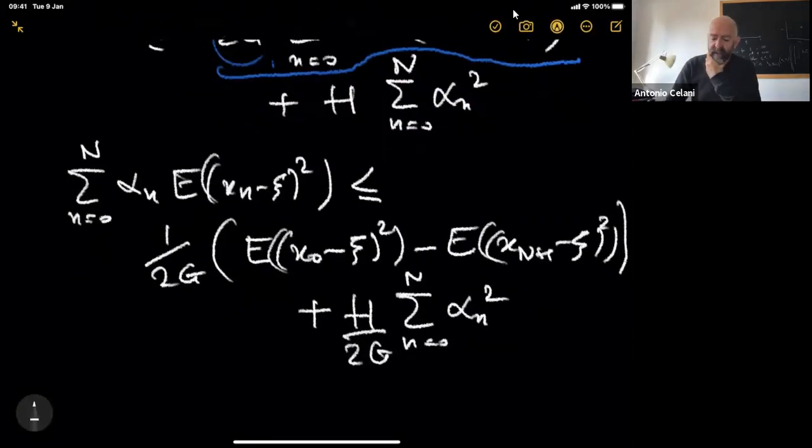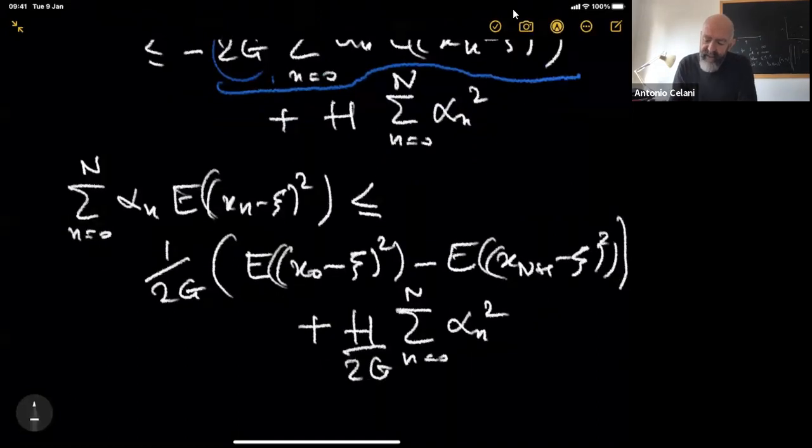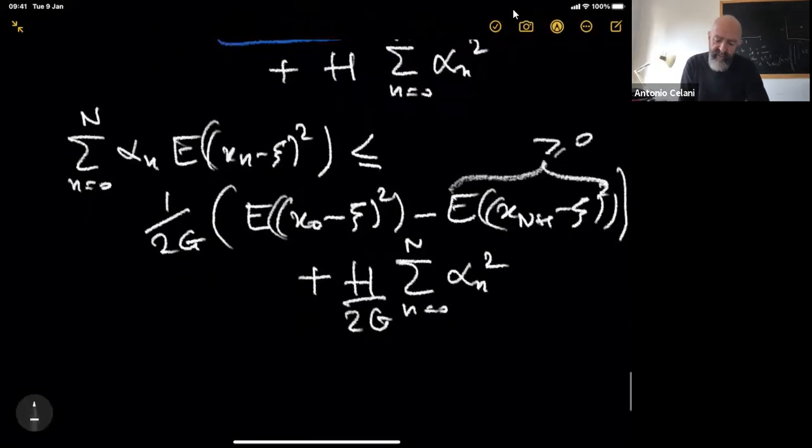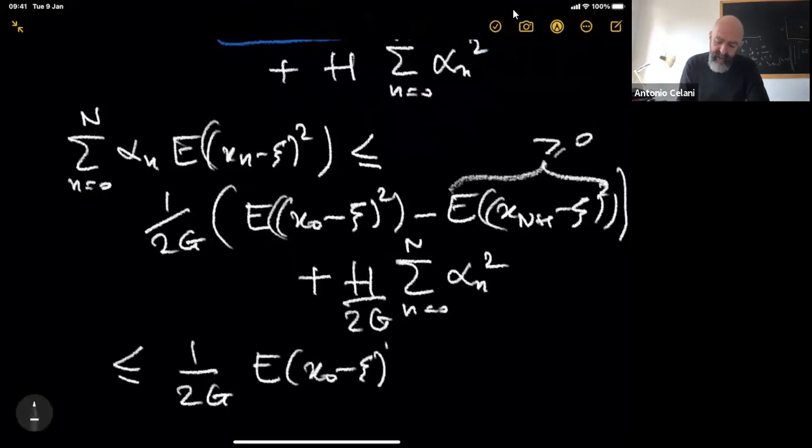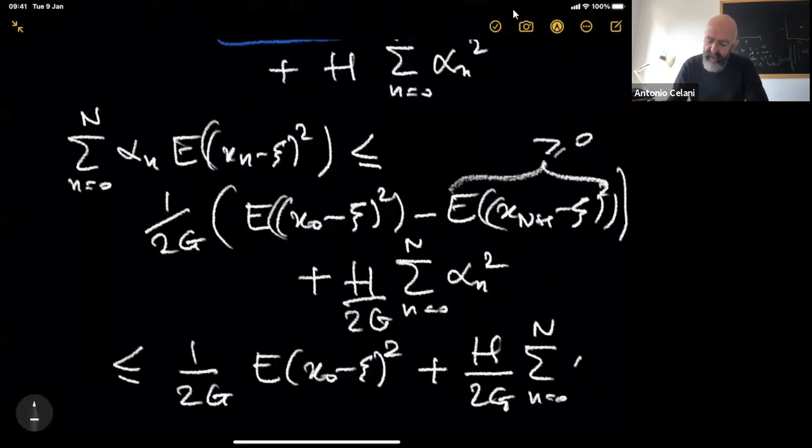Very good. Now, this object here is positive, and there's a minus in front of it. So we can further bound this object. We can remove it from the inequality and further bound it by using 1 over 2g, expectation of x_0 minus psi squared, plus h over 2g sum from 0 to N of alpha_n squared.